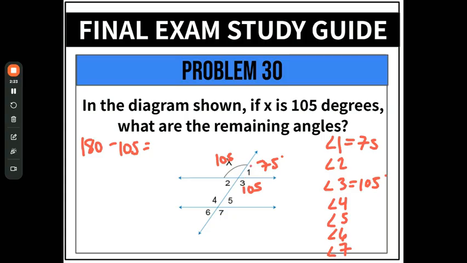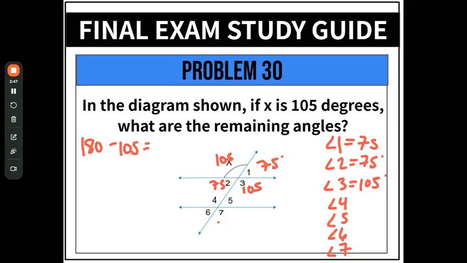And now that we know that, we can determine angle 2. Because the opposite angles that are across from each other are going to be the same. But also this is a straight line, and so 105 plus angle 2 will have to equal 180 as well. And so angle 2 is also going to be 75 degrees.